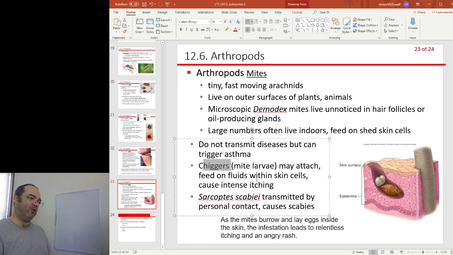But other mites like chiggers, they can attach and they will feed on the fluids within the skin cells, and they will then mount an immune response causing itching. Scabies can be caused by other mites. The mite burrows and lays eggs. The infestation of eggs and mites again leads to a much stronger immune response, and that leads to an angry rash and itching.